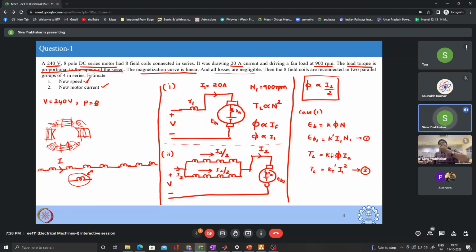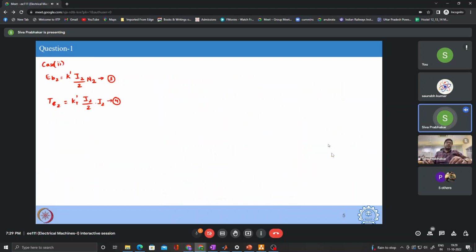Same condition I am applying. The flux phi 1, and this is phi 1. So phi 1 was proportional to I1, but phi 2 is proportional to I2 by 2. So that is the only change. So far any doubt? Any doubt in this particular expression? Okay.